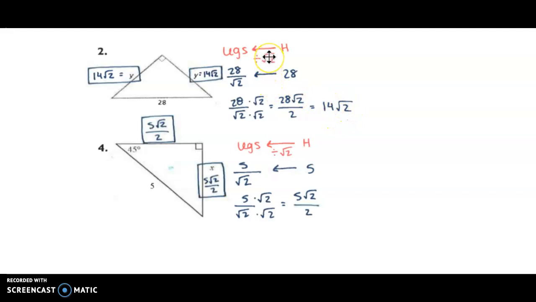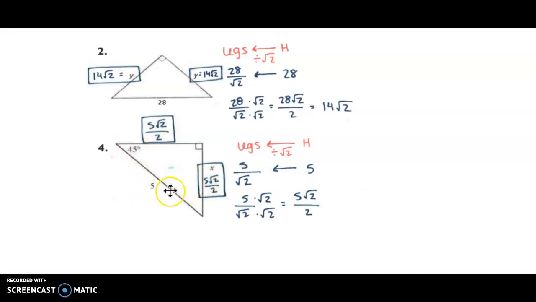Now I also like to think about it, and I hope this doesn't confuse you. If you're given the hypotenuse, you can divide by 2 and then attach a root 2. Okay, you can divide by 2 and attach a root 2. Right, so same thing here. Okay, even though it's an odd number, it's fine.